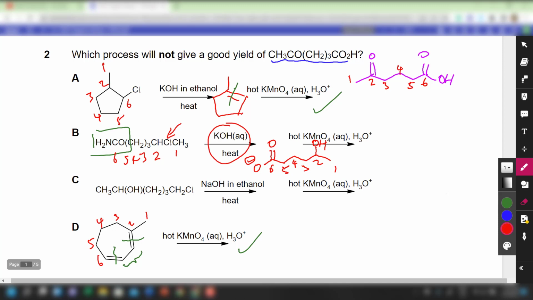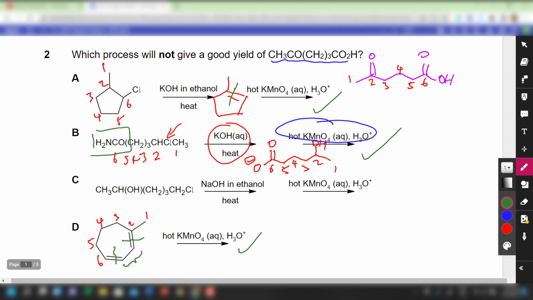OH. Okay, and then in the presence of a strong oxidizing agent, the secondary alcohol at carbon number 2 is going to be oxidized to a ketone, and then in the acidic condition, the carboxylate is likely to be protonated. So in that case, option B seems to be okay as well. Since A, B, D are fine, therefore C will be the answer because C is not likely to give a good yield. Okay, are we able to double check that?